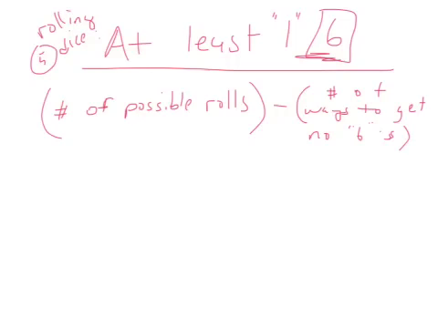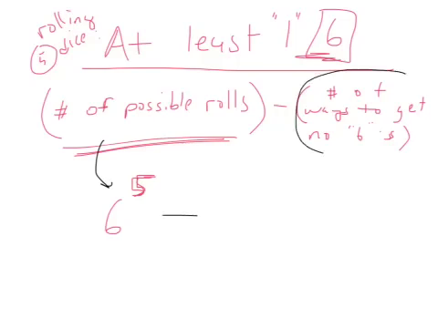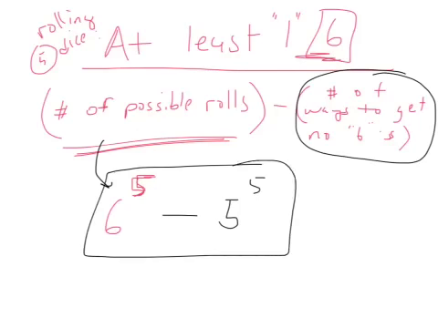Given 5 rolls, there are 6 options for every 5 spots, so 6 to the 5th is how many possible rolls there are. And then minus the number of ways to get no sixes. Well, to get no sixes, you're getting a 1, 2, 3, 4, or 5, so that's just going to be 5 to the 5th. And so this should equal exactly what we got on the previous slide.